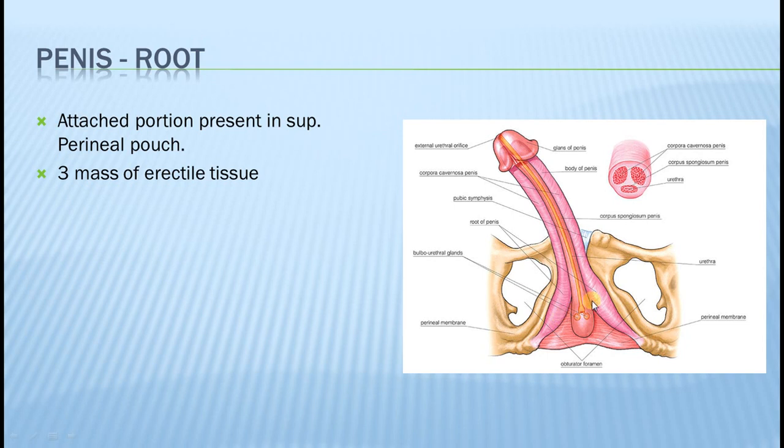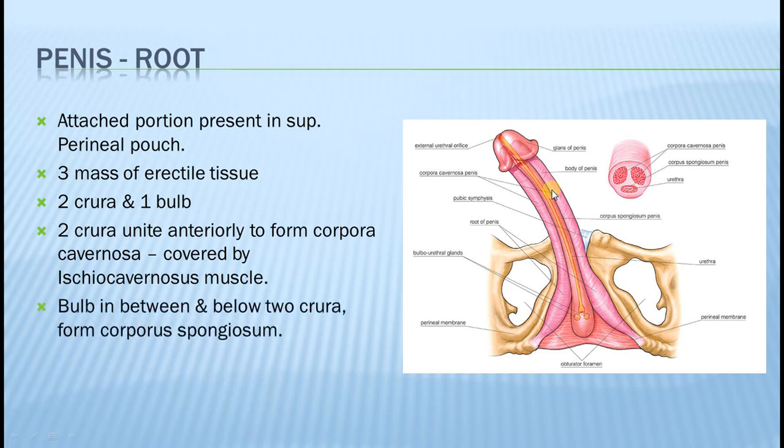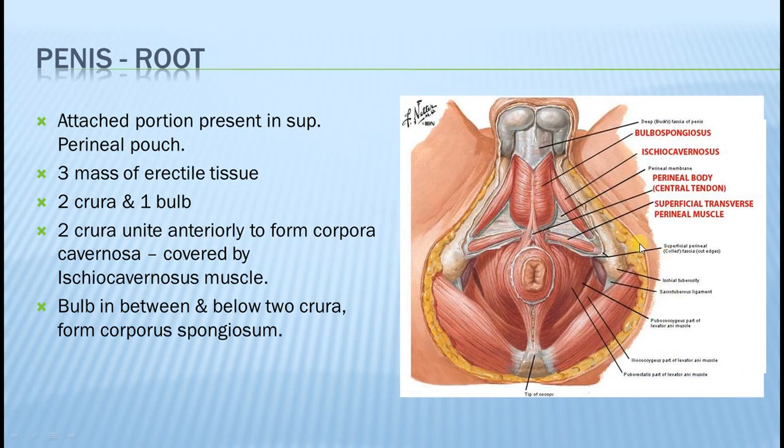These two crura are covered by the ischiocavernosus muscle, and the bulb is covered by the bulbospongiosus muscle. The two crura unite anteriorly and also dorsally to form the corpora cavernosa, covered by the ischiocavernosus muscle. In between, and below, you have the bulb, which is formed by the corpus spongiosum. So that is your ischiocavernosus muscle and the bulbospongiosus muscle covering the crus and the bulb of the penis.